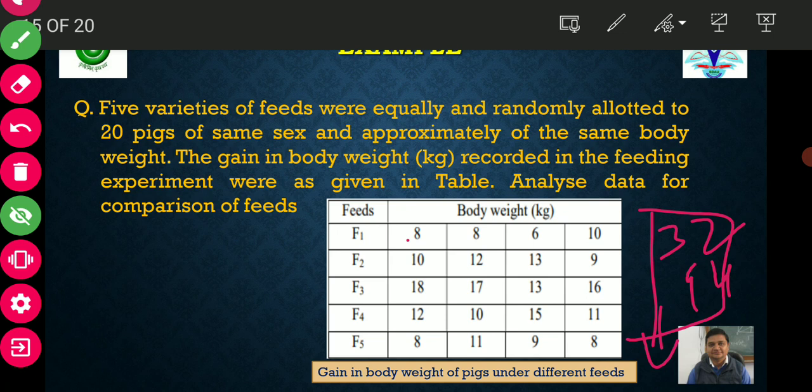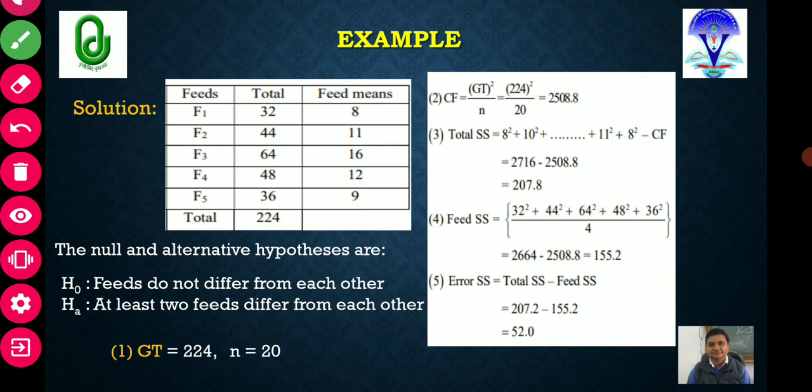Likewise we got F1, F2, F3, the sum of all the treatments. So here this is the value, the sum of all the treatments F1, F2, F3, F4, F5, and this is the grand total, the sum of all the observations, and these are the means of the feeds. Mean of feed 1 means you are adding all the observations of the feed and dividing by the total number of observations. Likewise you calculated the total and mean of each feed.